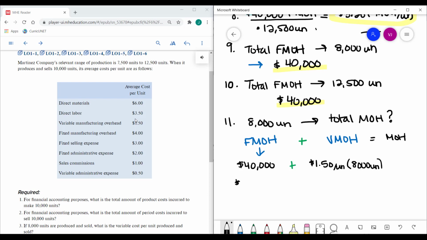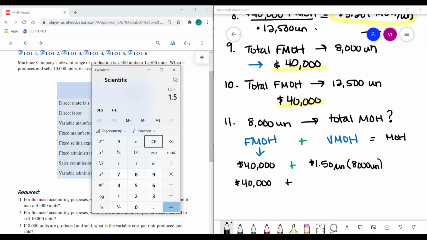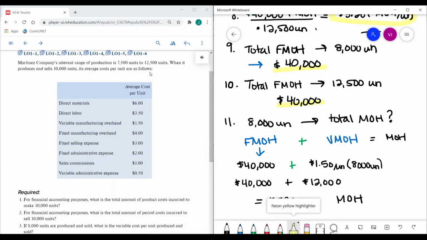So now we'll bring all of this down. We know the fixed element is 40,000. And the variable element is 1.50 times 8,000 units. That comes out to $12,000. Now we're going to add these two together: 12,000 plus 40,000. That gives us total manufacturing overhead of $52,000 when there are 8,000 units produced.